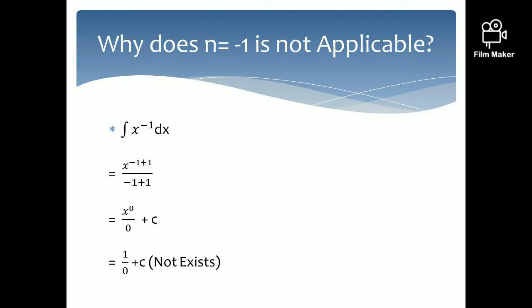Now let's discuss what happens if n equals minus 1. If you integrate x to the power minus 1 dx, the answer is x to the power minus 1 plus 1 divided by minus 1 plus 1. Therefore, the answer would be x to the power 0 over 0. We know that we cannot divide any number by 0. Therefore, this answer does not exist. In future videos, we will try to understand how to solve this integration of x to the power minus 1.